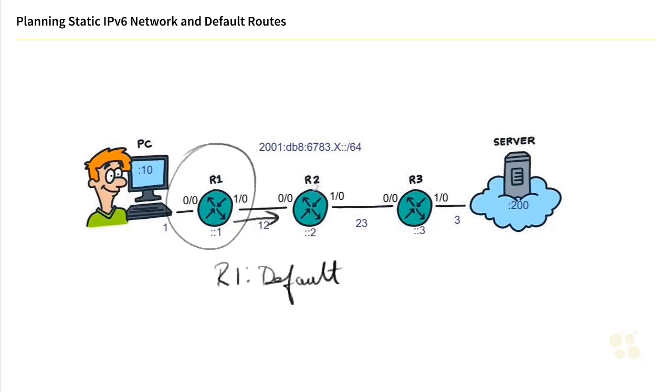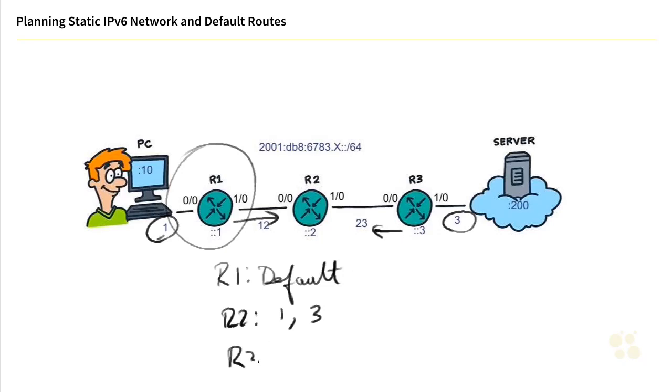And then on R2, it's a bit tricky because R2 needs to learn how to route to network 1. It also needs to learn how to route to network 3. So on R2, we could do 2 static routes, 1 to network 1 and 1 to network 3. And then on R3, this isn't ideal, but it would work. We could go ahead and simply do another default route.